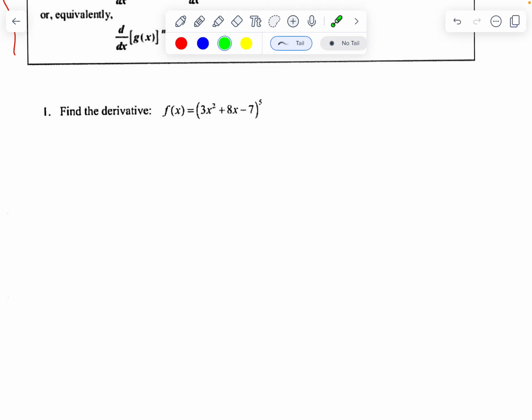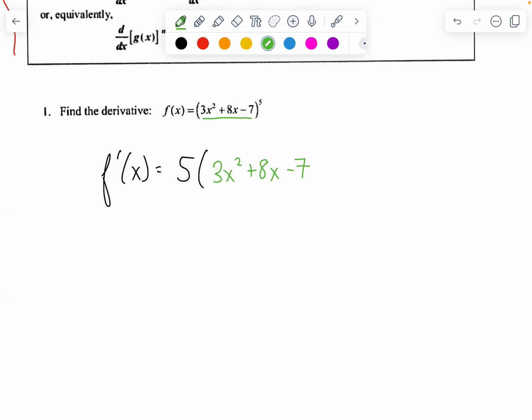So it says find the derivative. And I notice it's like a function within a function. This stuff is inside the greater function of something to the 5th power, okay? So if I want to take the derivative of this, what we'll do is we have to do the outside stuff first. So we're going to have 5 times this inner stuff, 3x squared plus 8x minus 7, all to the 4th power. So we do that same work, multiply out in front, subtract 1 from the exponent, right? But we also have to account for the inner part and taking the derivative of this. So I'm going to multiply by 6x plus 8, okay?